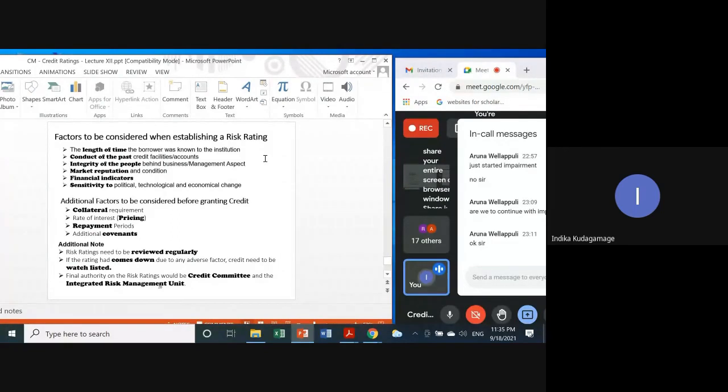So, again, look at this. It is a combination of quantitative and qualitative factors. A customer who has been with the bank for long gets scored higher than a new customer. Again, having collateral is a positive thing. Additional factors: collateral, repayment period.